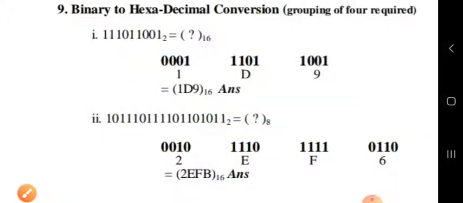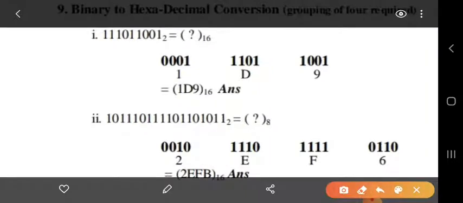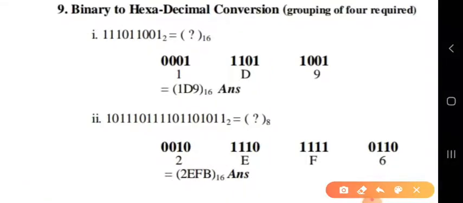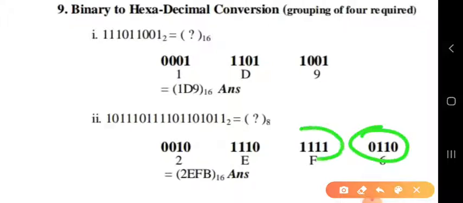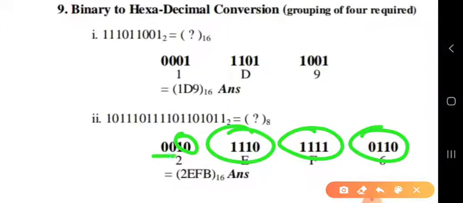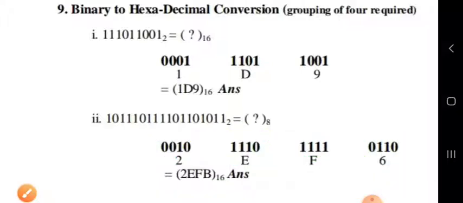The same procedure I have done with the other example. The grouping is of 4. The last one has only 2 digits, so I added 2 zeros to make it a group of 4. Then this is my answer. So this is the way to convert any binary number to its decimal equivalent.